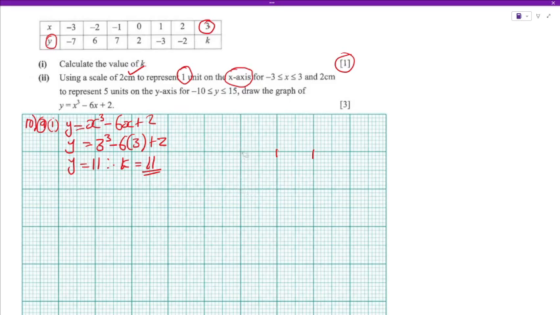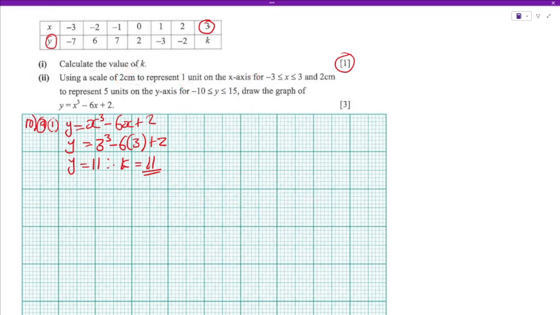Since they are saying 2 centimeters to represent 1 unit on the x-axis, if we have 0 here, our 1 is going to be there, 2 will be there, and our 3 there, because from there to there it's 2 centimeters. From there to there, it's 2 centimeters. So we have been told to use 2 centimeters to represent 1 unit. That is that for the x-axis.